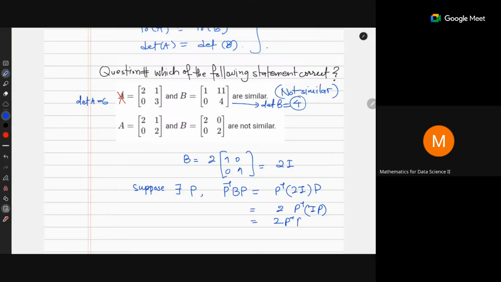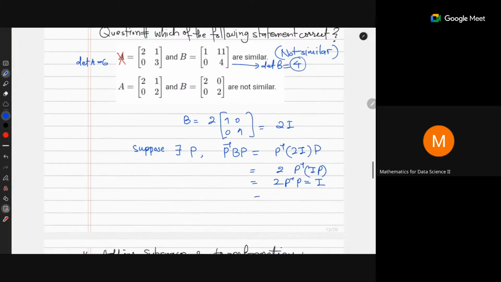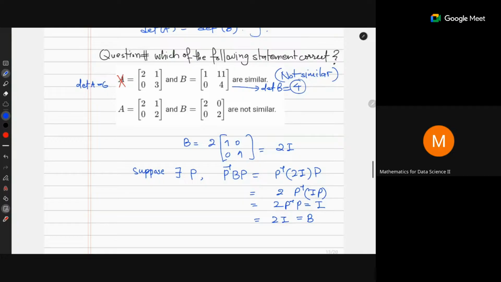So it is P inverse P. And now P inverse P will again be I. So you will get 2I. So matrix B is always similar only to itself, it cannot be similar to anything else. So yeah, they are not similar. Correct. So this is a correct option.